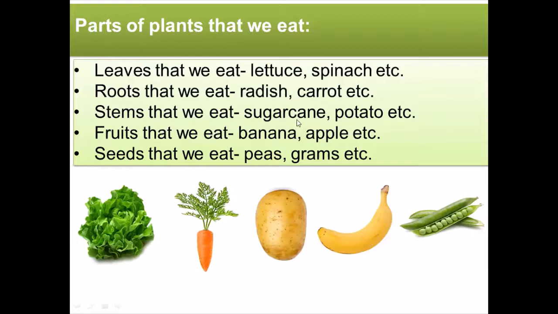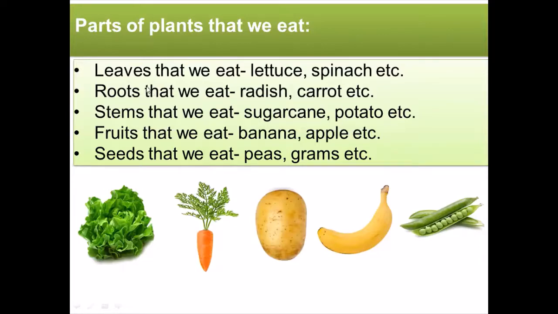Stems that we eat are sugarcane, potato, ginger. Potato is a modified stem. Starch is stored in it. Fruits that we eat are banana, apple, all the fruits. Seeds that we eat are peas, grams, etc. Remember these examples.